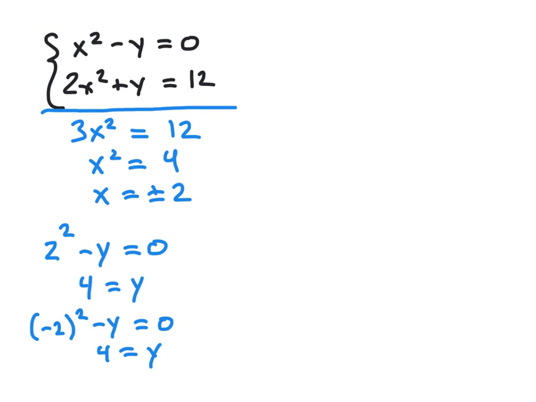Again, this is consistent with our picture where the two points of intersection appeared to have the same y value. And so the two points that we needed to identify are the points (2, 4) and (-2, 4).